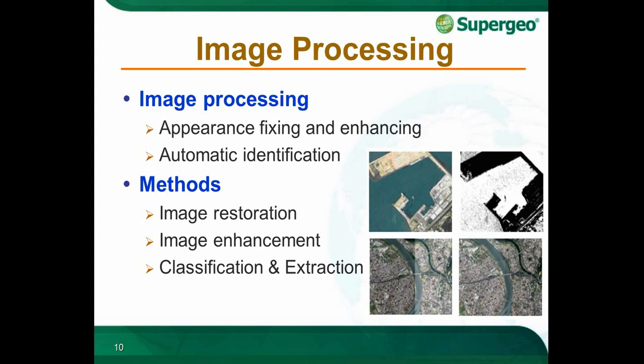Actually, image processing within GIS is about appearance fixing and enhancing, like resampling or some other classification. We can also do some automatic identification. Some of the methods within image processing in GIS are image restoration, image enhancement, classification of the pixels or land use, and extraction.